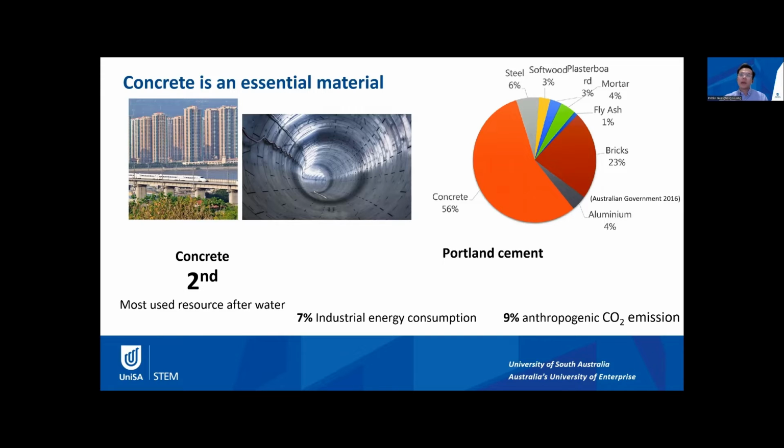For this reason, cement has a significant environmental impact, and the production of Portland cement accounts for around 7% of industrial energy consumption and 9% of CO2 emission annually. So we can't do without it, but we can reduce the carbon footprint.